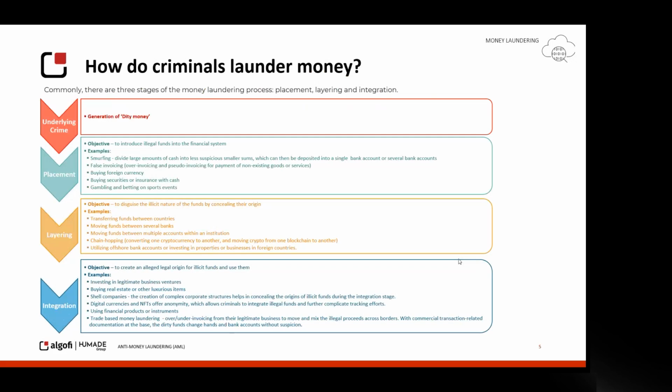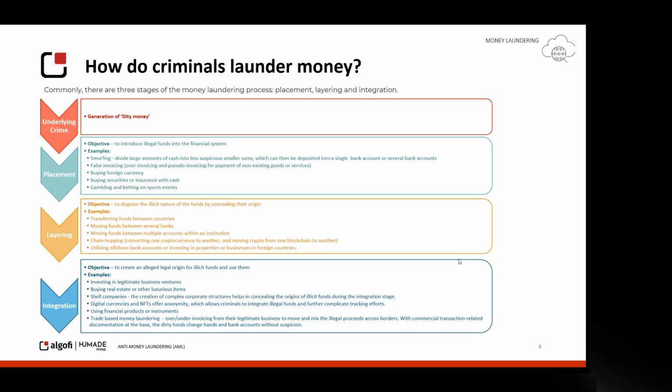For example, smurfing, which means dividing large amounts of cash into less suspicious, smaller amounts, which can then be deposited into a single bank account or several bank accounts. False invoicing, over-invoicing or pseudo-invoicing, so fake invoicing for payments of non-existing goods or services. Buying foreign currency, buying securities or insurance with cash, gambling and betting on sport events.